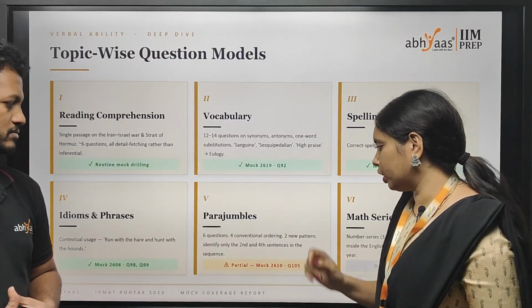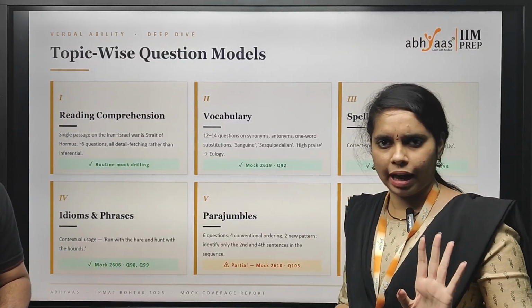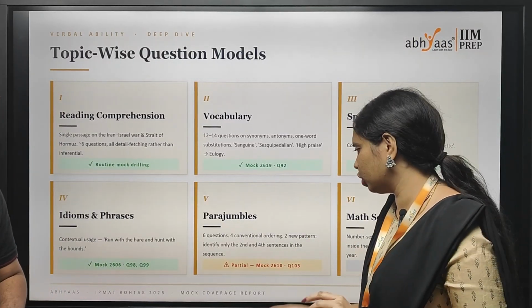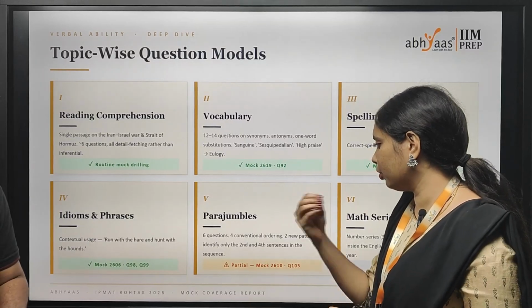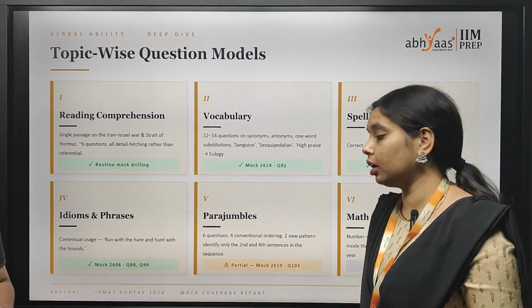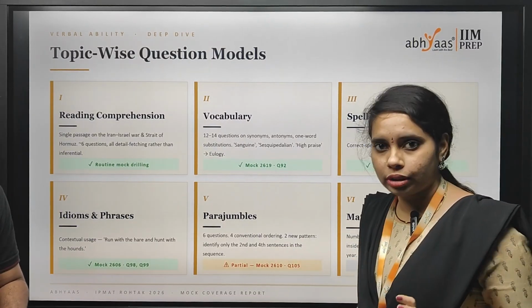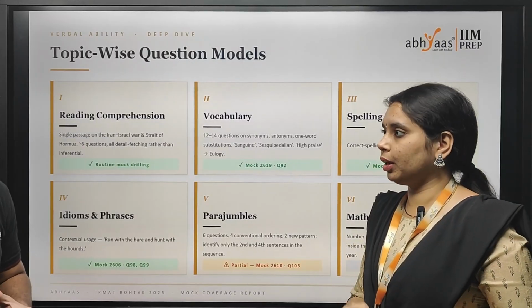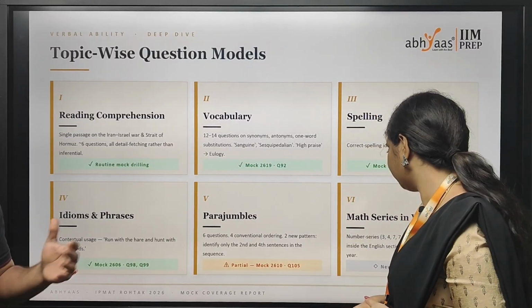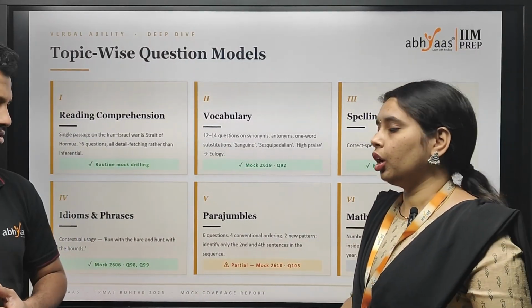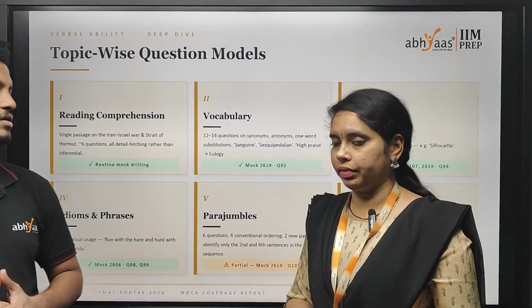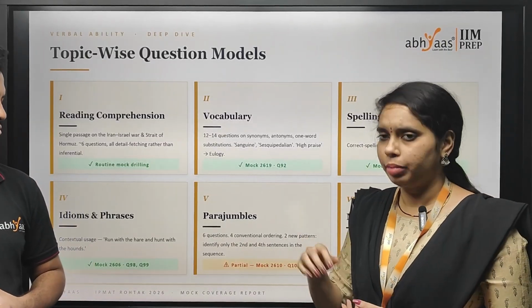Out of 6 questions, we have 4 conventional para jumble solving questions, but 2 have come with a new pattern where they are asking us what is the second sentence, what is the fourth sentence. So this is a new element that we have seen in the verbal section this year. These were not covered in the previous attempts? No, they have not been given in any of the previous mocks or previous exams.